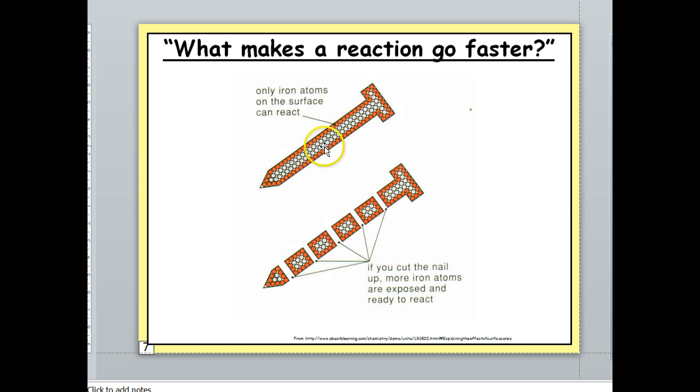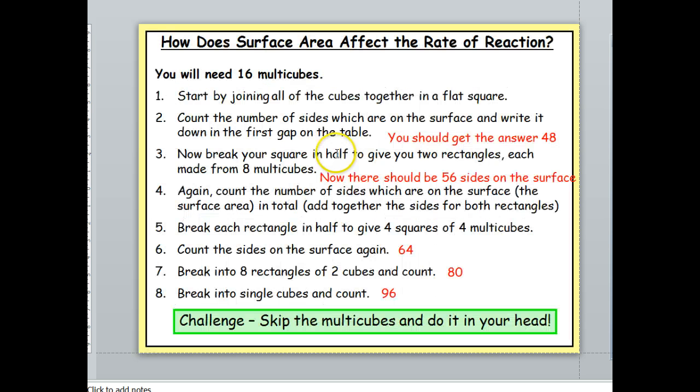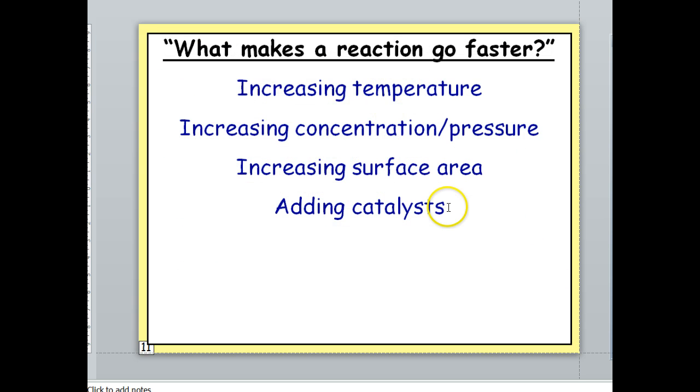What makes the reaction go faster? So we've got three or four things which can make reactions go faster. Increase in temperature makes reactions go faster. That's the one most people know about.